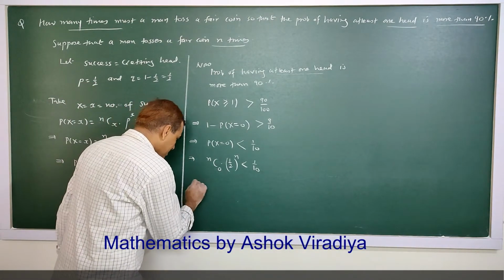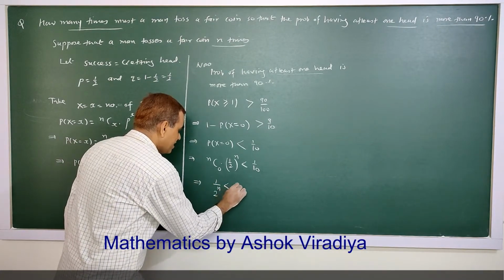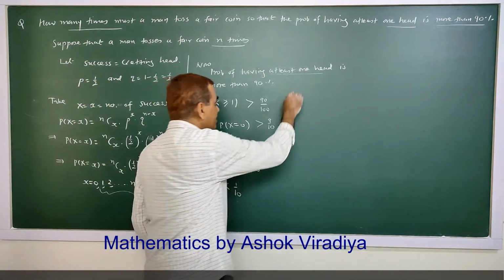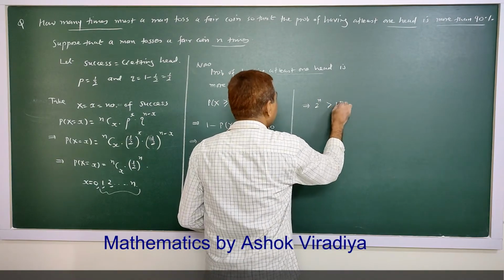nC0 is 1. So this means 1 by 2 raised to n is less than 1 by 10. These are positive values. So that means taking reciprocal, 2 raised to n is more than 10.